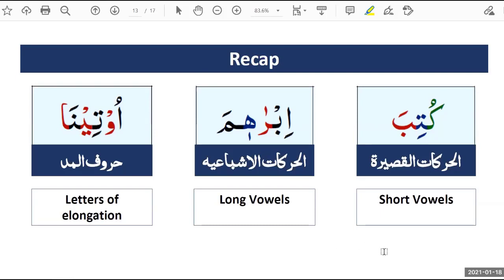So to recap what we have learned so far, we learned about short vowels. Okay, there are 3 short vowels. And then we learned about long vowels. And in today's lesson, we learned about letters of elongation. So I would like to ask the students, can anyone name the 3 short vowels and also tell everyone about the rule for the short vowels? You can raise your hand. And if the ST can pick a student.